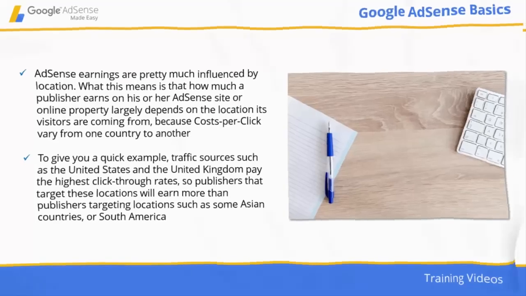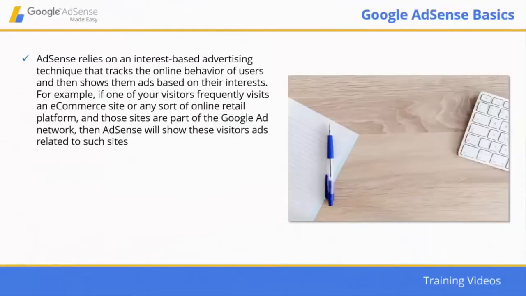AdSense relies on an interest-based advertising technique that tracks the online behavior of users and then shows them ads based on their interests. For example, if one of your visitors frequently visits an e-commerce site or any sort of online retail platform, and those sites are part of the Google Ad network, then AdSense will show these visitors ads related to such sites.